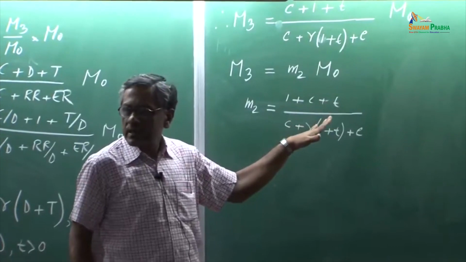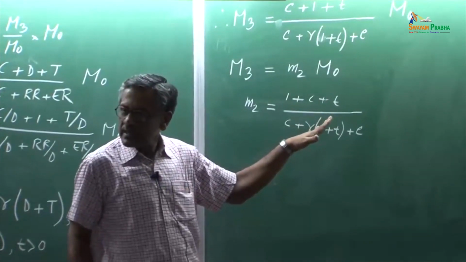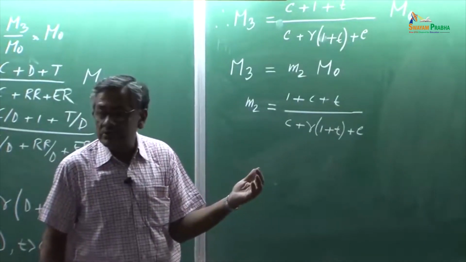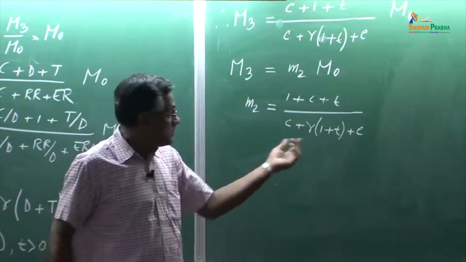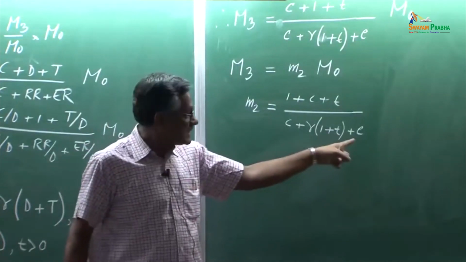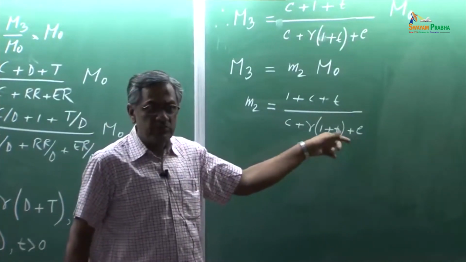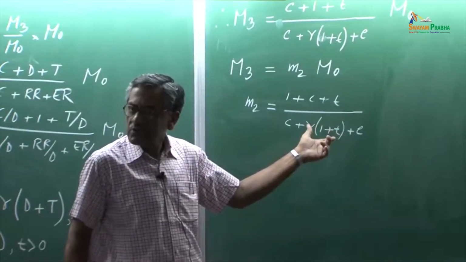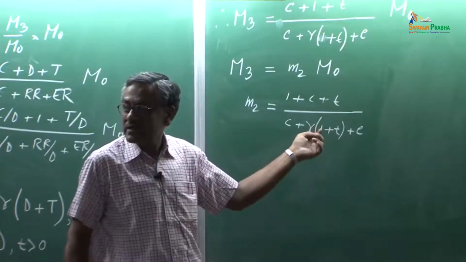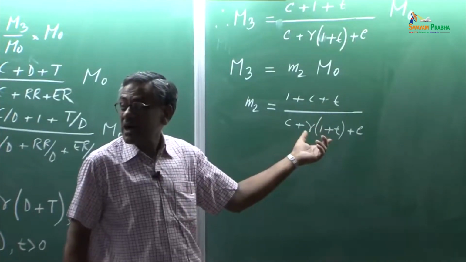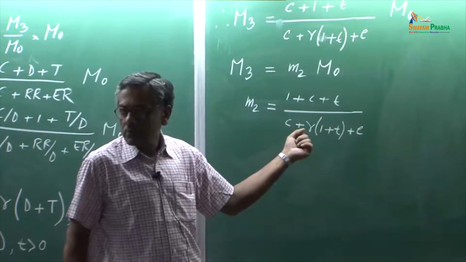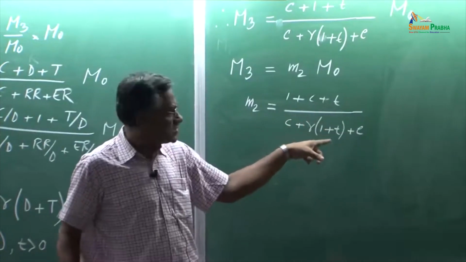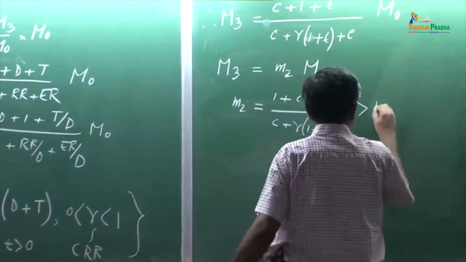Intuitively you can see it is a number greater than 1. You understand what I am saying? Gamma, the CRR, how much can it be? Maximum CRR is probably 15%. So, 15% of 1 plus t, and e is usually less than 1%. We will check that number out for India. We will check those numbers out, actual numbers I have. So, 2-3 classes we will have on data to see actually what numbers are there in India. We need to see that. So, 1 plus c plus t over c plus gamma into 1 plus t plus e is going to be greater than 1.